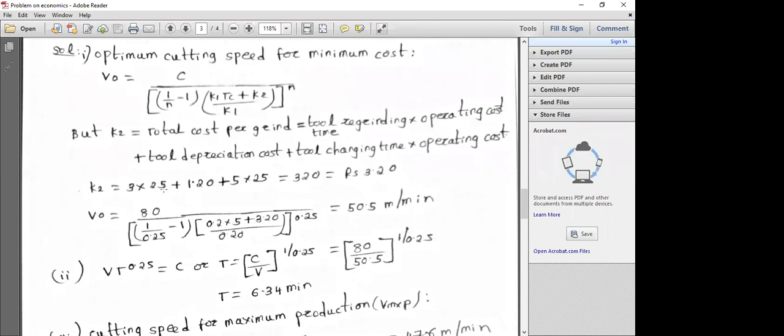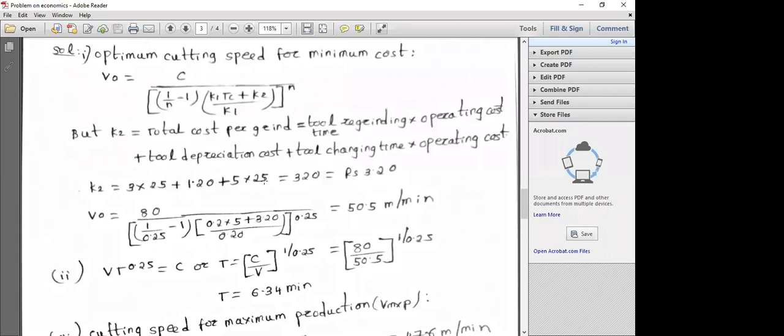So what is the tool cost per grind? You just try to say tool cost per grind is given as 3, and tool regrinding time is 3 minutes. So 3 into 25 paise, plus the tool depreciation cost, which is 1 rupee 20 paise as given in the data, plus tool changing time, which is 5 minutes, into operating cost. The operating cost is given as 25 paise.